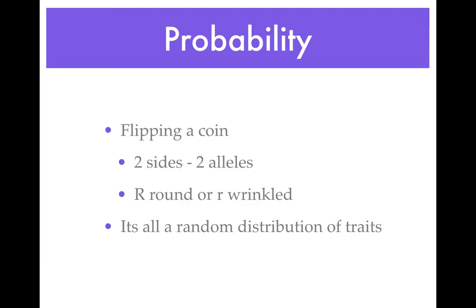So it's all about probability, kind of like flipping a coin. There's two sides to a coin. There are two possible alleles in a gene, in these genes anyway. For example, you could have the capital R round allele or the lowercase r wrinkled allele. And this is all about randomly distributing traits.